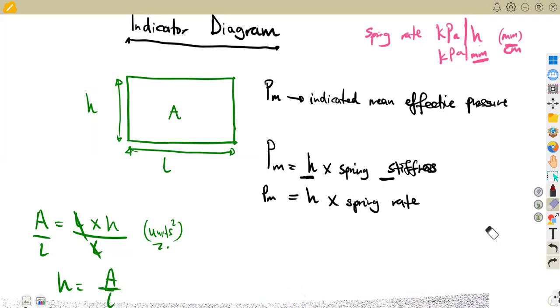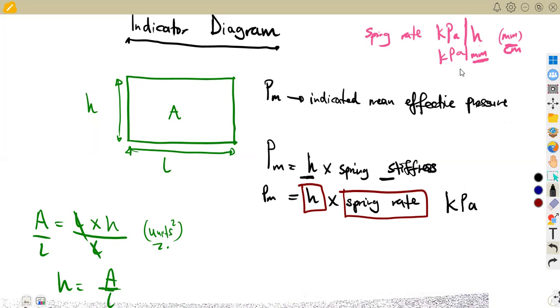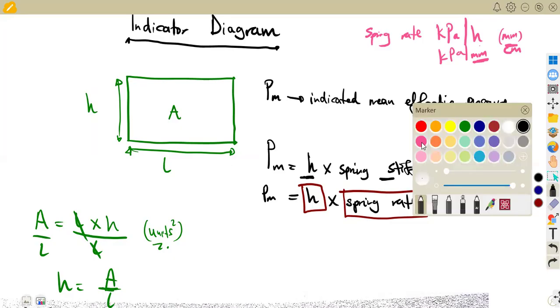Like I said, in most cases, they are not going to give you this height. You are the one who's supposed to find it. The spring rate you'll be given, all right? So this is going to give us the pressure, depending on the units. Is it pascals or kilopascals? That is the spring rate. If it is pascal per this unit, then your answer is going to be in pascals. If it is kilopascals per, your answer is going to be in kilopascals for the indicated mean effective pressure. So this is the indicated mean effective pressure, which we're using in our formulas.